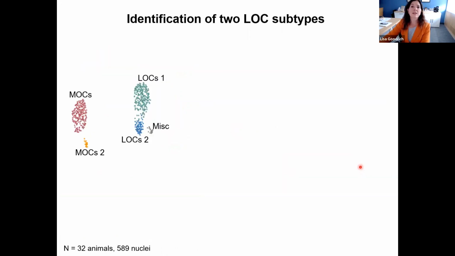So to do this, Michelle subsetted just the mature LOCs and MOCs. This is from 32 animals and 589 nuclei, and she got 5 clusters. We can identify these as MOCs because they express that marker I told you about. That's an MOC marker, and it's very clean.